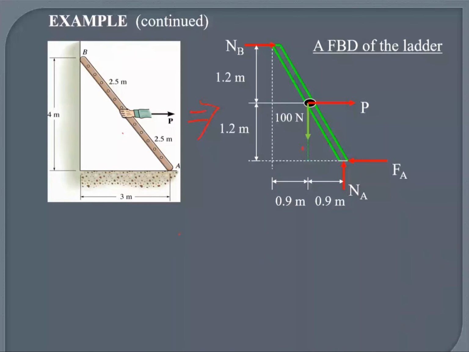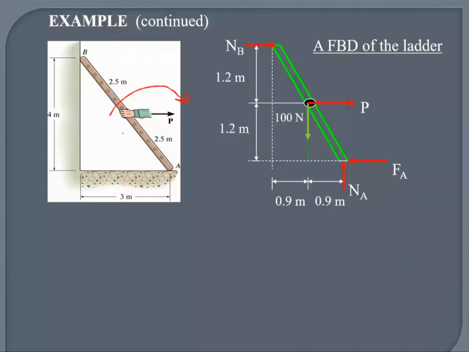Okay, so let us assume it's going to tip. Tip means the ladder will fall like this. Am I right? Yes, sir. Because it's not going to slip. No slip, we are assuming. So it means the ladder will rotate and tip.